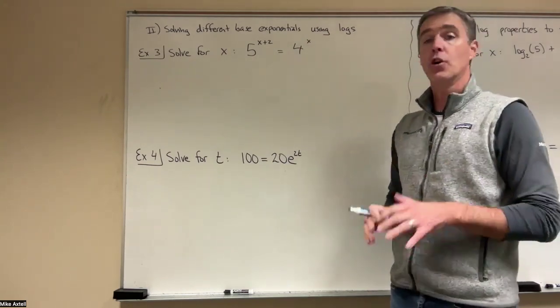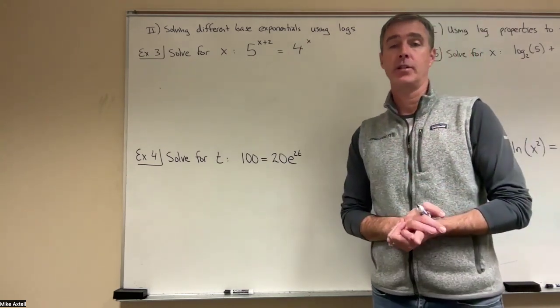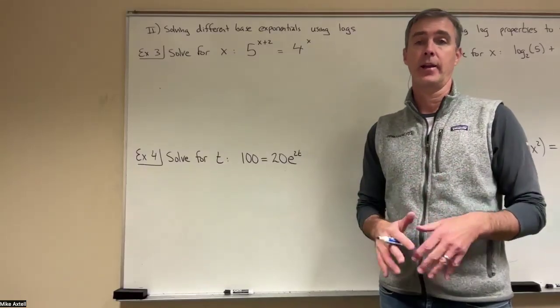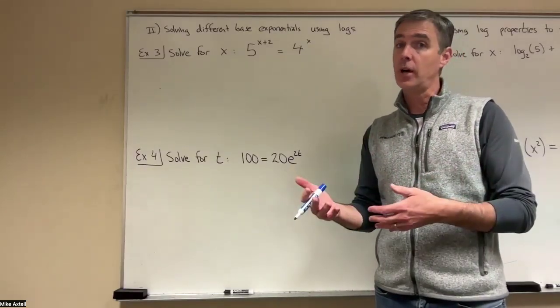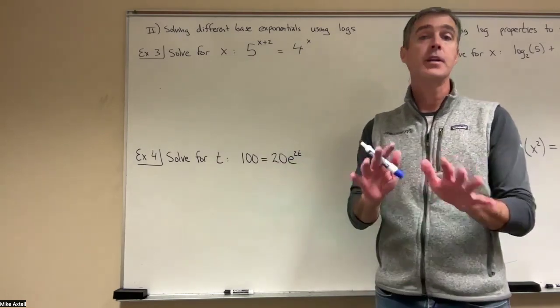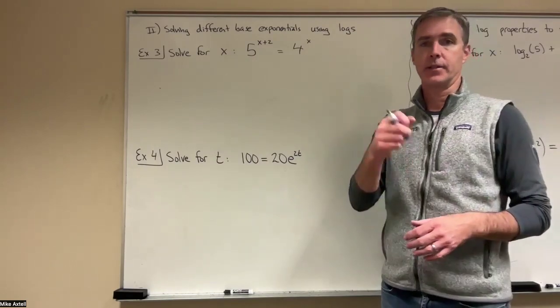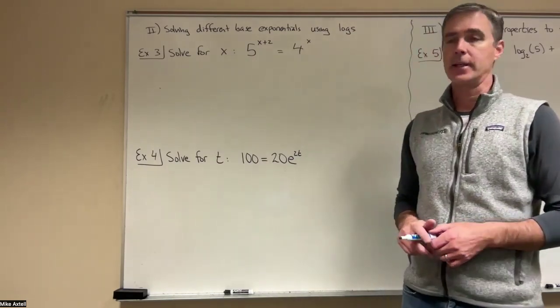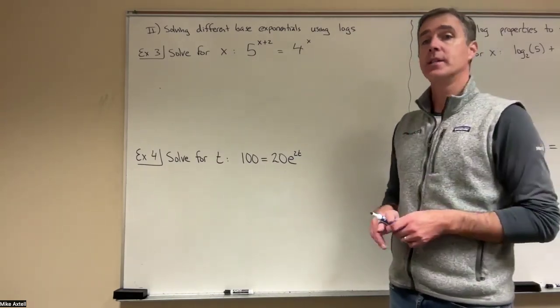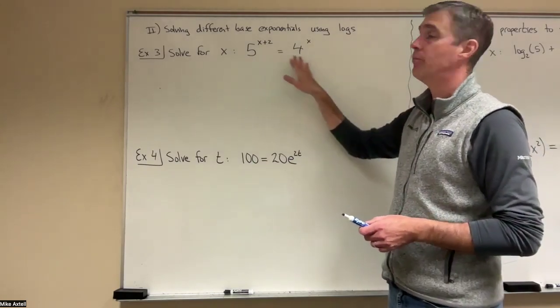So take whatever log base you like that a calculator can handle, which basically means either the natural log or the common log. It doesn't matter which one you use. I'm going to just pick the natural log because it's only 2 letters to write down and I'm lazy. So what I am going to do is take the natural log of both sides.